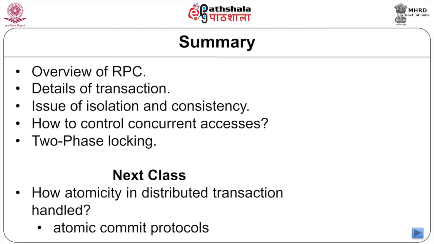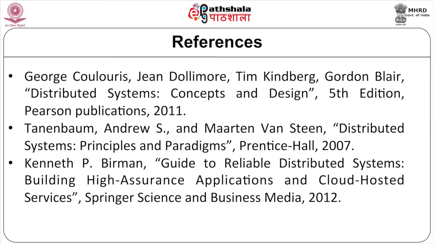In the next class, we will cover something we left out in this class, which is atomicity. We did not look at how to control concurrent accesses and still maintain atomicity of transactions, and we will see how atomicity is ensured in a distributed transaction, and we will see the atomic commit protocols. In that, we will look at one specific commit protocol called the two-phase commit protocol.